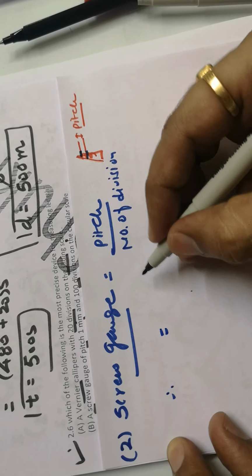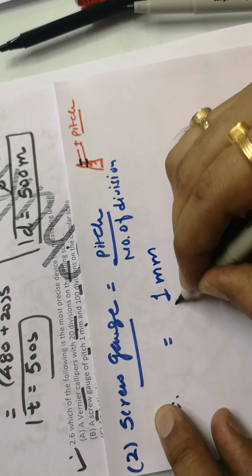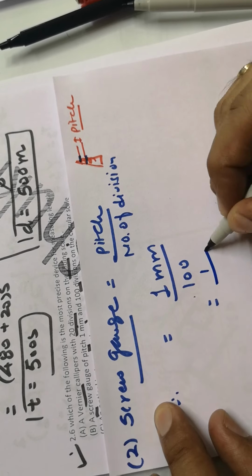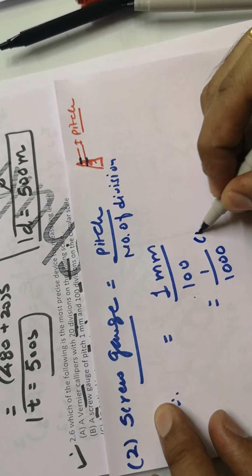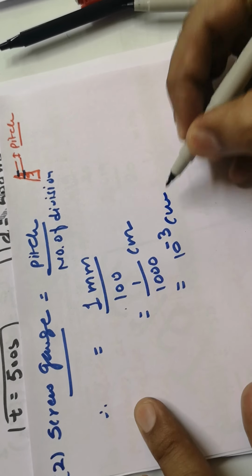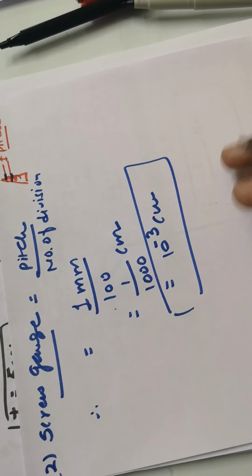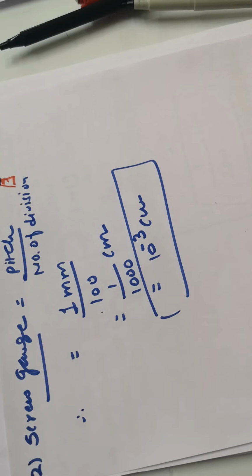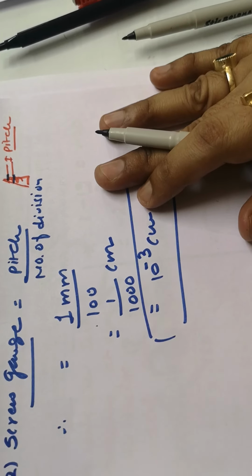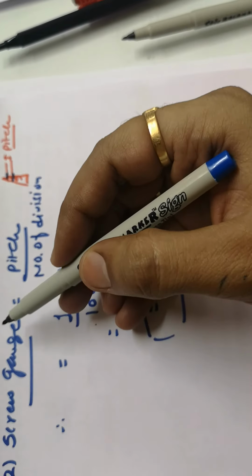So you can say that the pitch given to you is 1 millimeter and divisions are 100. So 1 millimeter divided by 100. I want to convert this one in terms of centimeter. So 1 divided by 1000 centimeter. So you can have now 10 to the power minus 3 centimeter as the capability of your screw gauge. You will learn about such instruments in the laboratory. Right now if I take you deep into this, you will somehow feel boredom, because without the instrument I cannot justify such data, but this is the practical formula.